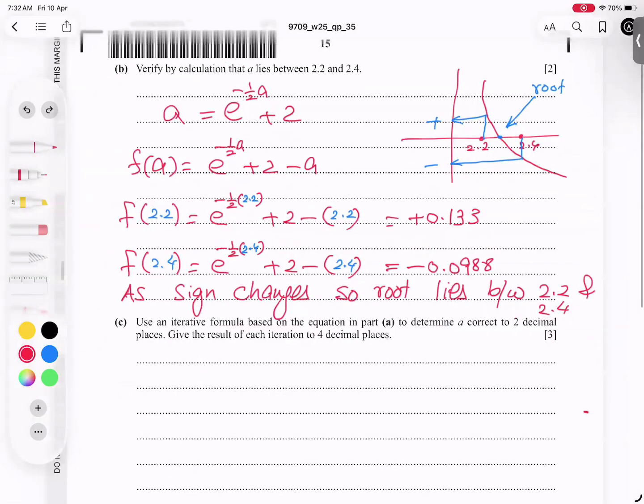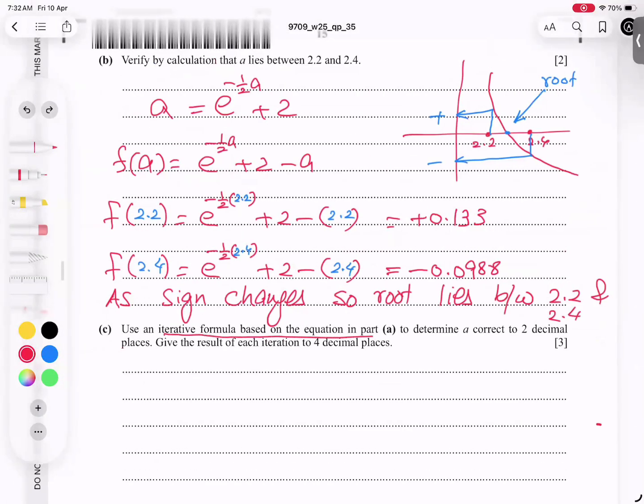And now, students, what is next? Use the iterative formula based on part A, determine a to 2 decimal places, giving every answer to 4 decimal places, but the final answer to 2 decimal places. So the top equation, I'm going to take it as it is, but how to convert it? Here, I will write n plus 1 as a subscript, and here I write n. This is a criterion. Left-hand side always n plus 1, right-hand side always n.